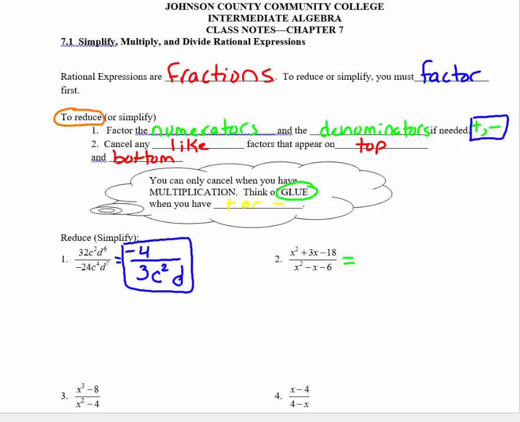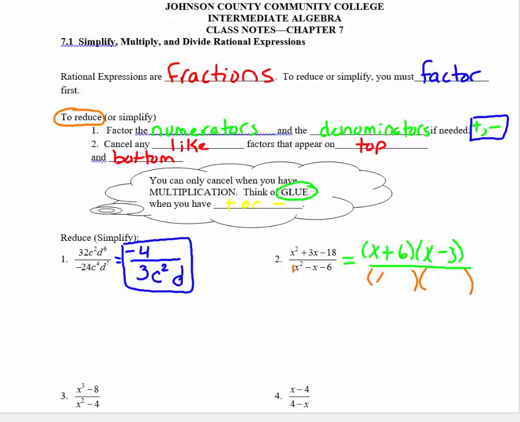So this is just the C method. Factors of negative 18 that add up to positive 3 would be a positive 6 and a negative 3. So x plus 6 times x minus 3. Again, in the denominator, it's also just the C method because the number in front of x squared is 1. So we just need factors of negative 6 that add up to negative 1.